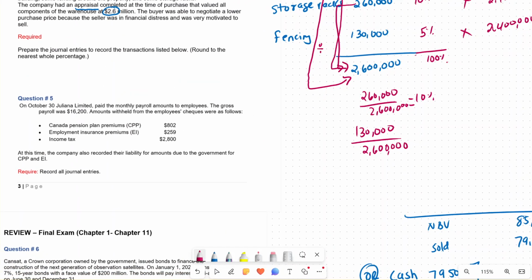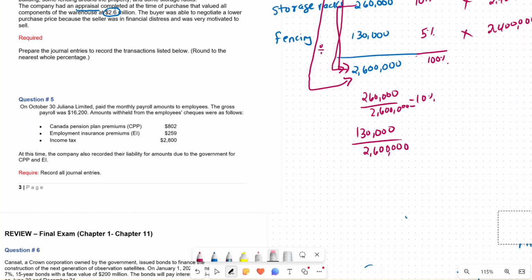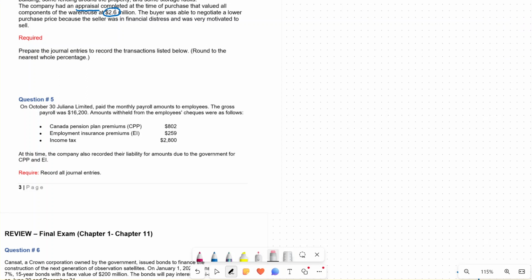My next question is my payroll, and we have done similar types of questions in our activity. So I'm just going to refresh your memory by doing this question. They told us there are three mandatory deductions that we have to pay in Canada: CPP, EI, and income tax. So what happens in this case? On October 1st, Julian Limited paid monthly payroll amounts to employees. The gross payroll was 16,200, and the amounts withheld from employees' checks were automatically deducted.